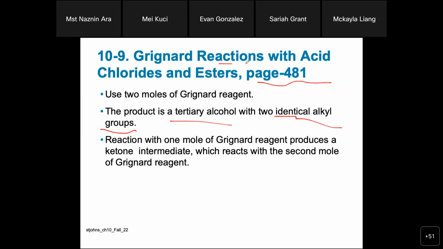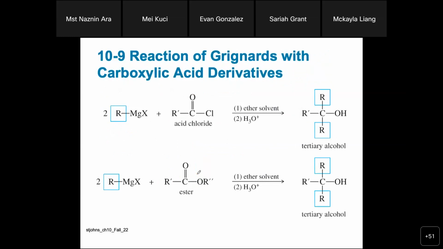So when the Grignard reagent reacts with the acid chloride or ester, it will provide the tertiary alcohol as the product. Reaction with 1 mole of Grignard reagent produces a ketone intermediate, which reacts with a second mole. That's the important thing I want to tell you. It depends on the amount of reagent. I think I also mentioned last class: if you have 1 mole, the reaction will stop at the ketone intermediate. If you have 2 moles, it will continue further.